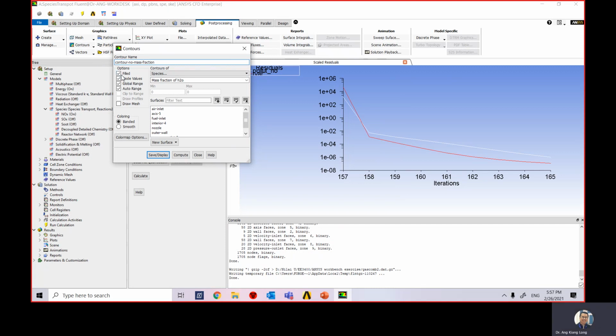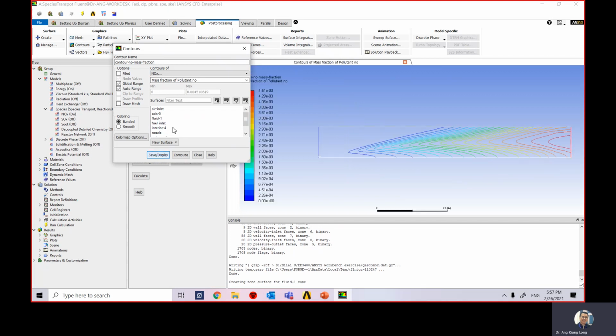And then we don't want to see the fill contour. Then we select species, we select the mass fraction, and we select the NOx pollutant, from the mass fraction of pollutant NO. Okay, the contour of our pollutant under mass fraction of pollutant NO over here, and then we display.